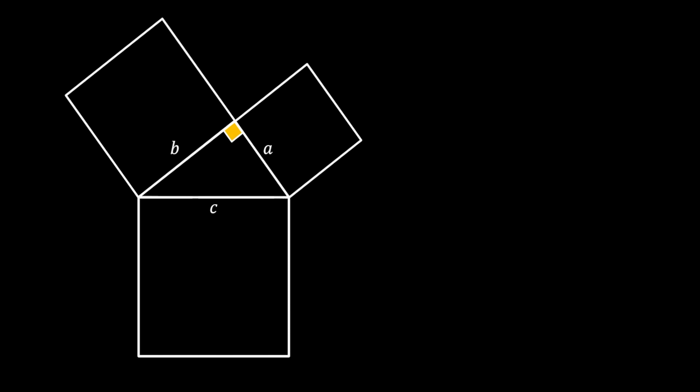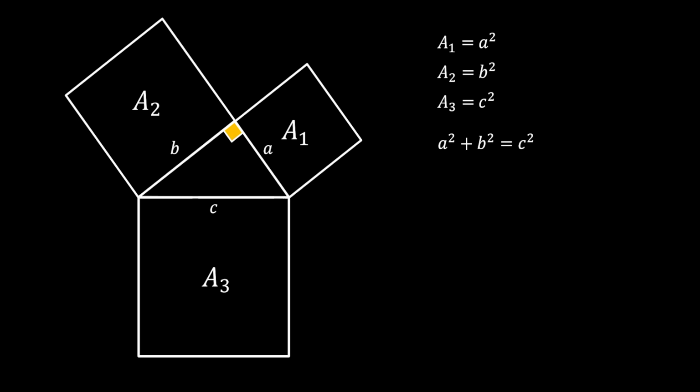Let me show you. Let's first label the areas of our 3 squares as A1, A2, and A3. And in this way, we know that area A1 equals A squared, area A2 is B squared, and area A3 is C squared. Now we know that our triangle is a right-angled triangle, so the Pythagorean theorem applies. A squared plus B squared must be equal to C squared. And if we substitute the values of A1, A2, and A3, we will get that the combined areas of A1 and A2 must be equal to the area A3.